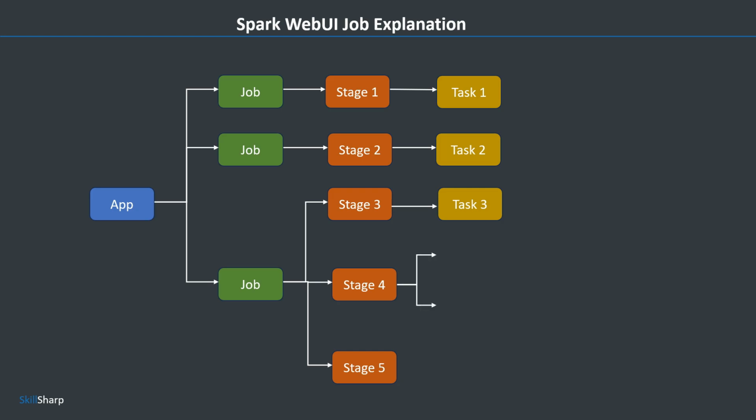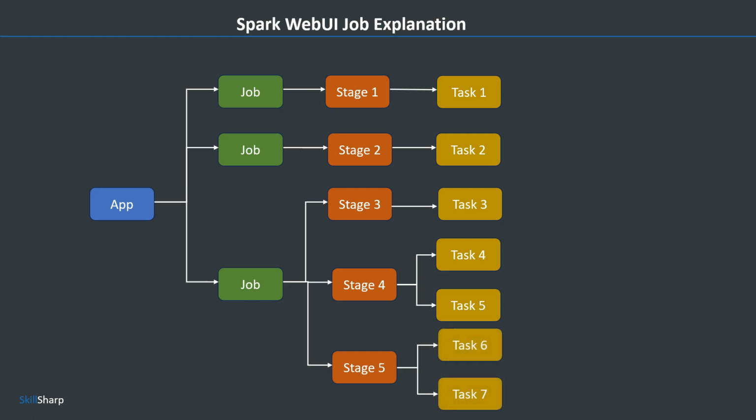Then your fourth stage will execute all the operations and transformations that we designed on two tasks that are the partitions, and these run in parallel. And in the last stage, it will read everything from these two partitions, count it, and give you the result you want. So in total, we have three jobs, five stages, and almost seven tasks in our application.